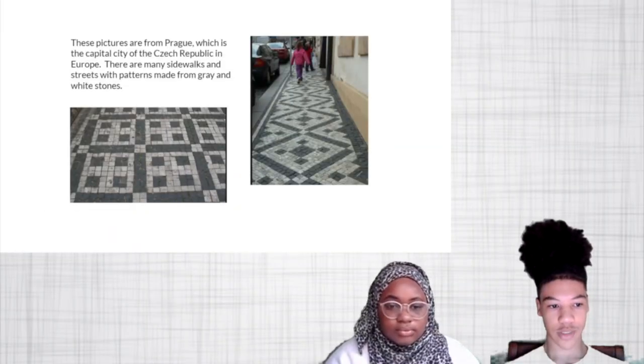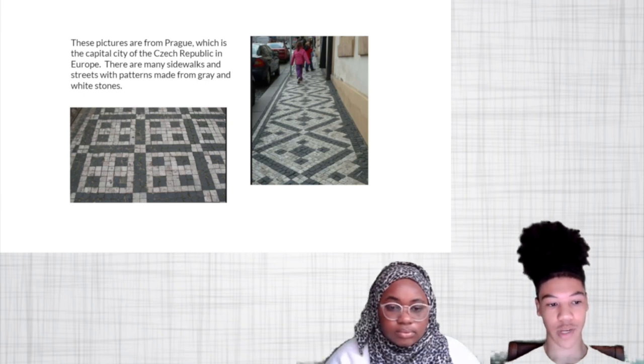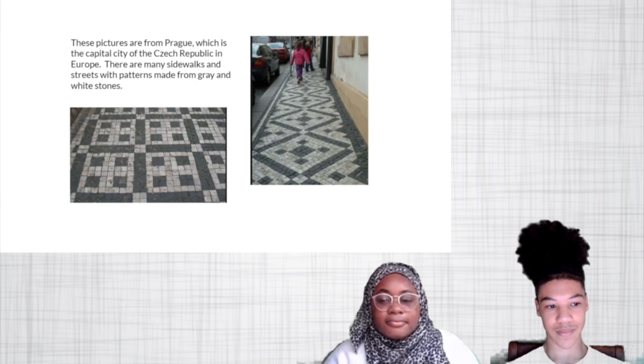These pictures are from Prague, which is the capital city of the Czech Republic in Europe. There are many sidewalks and streets with patterns made from gray and white stones. Have you guys heard of Czechoslovakia? Then it changed to the Czech Republic. Yes, I have. It's a country in Europe.